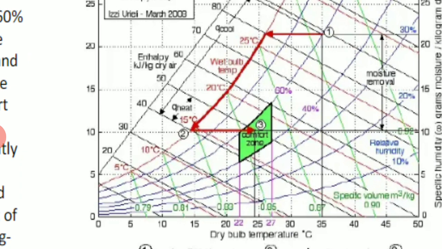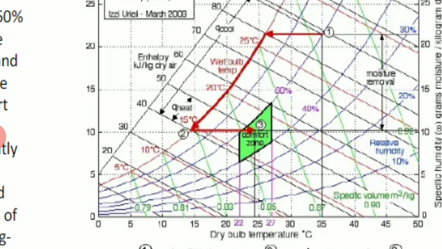From that point, beyond that I can go, so you have to move downside. Up to where? Where exactly this comfort zone comes. Comfort zone point you have to indicate. The comfort zone will be between 22 and 27 degrees Celsius. Mark the point 3 first. First mark the point 1, 35 degrees Celsius and relative humidity.